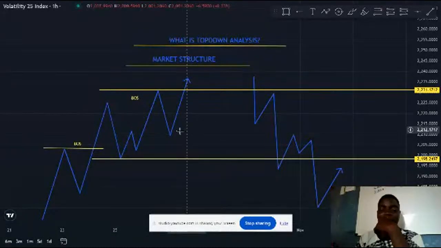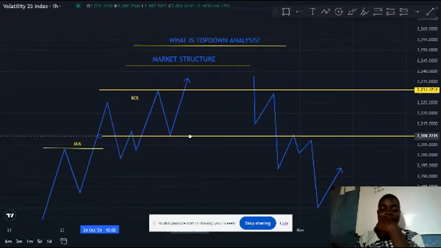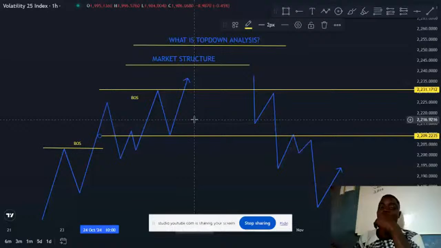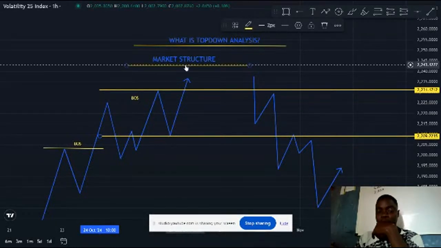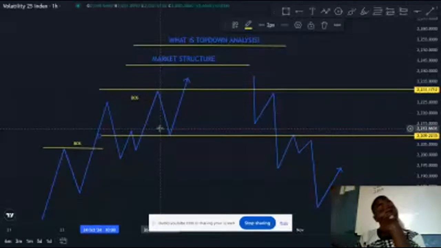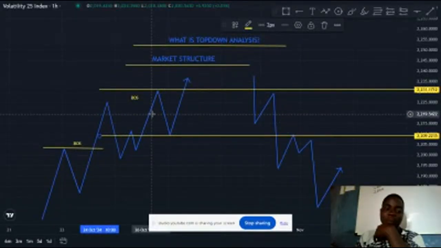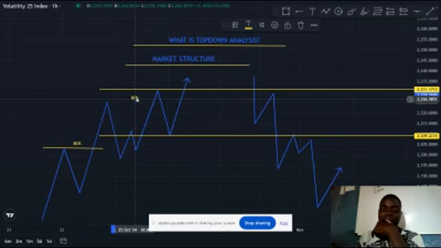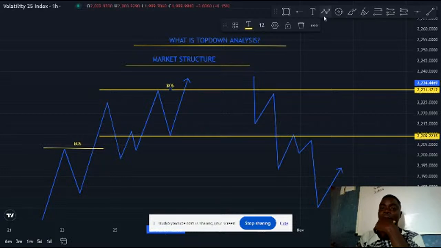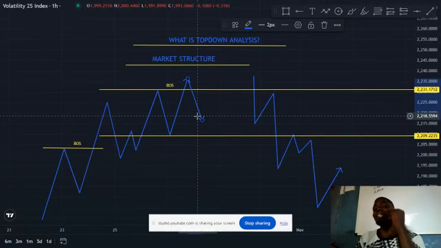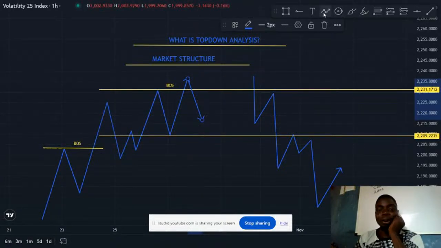Next question again. Is this guy here a higher low? Because after price broke this guy, we expect a pullback before we continue, right? So is this guy a higher low? Why? Because it has violated, it has broken structure. So we expect a pullback. Now, this pullback is not a higher low yet until we break above this guy.